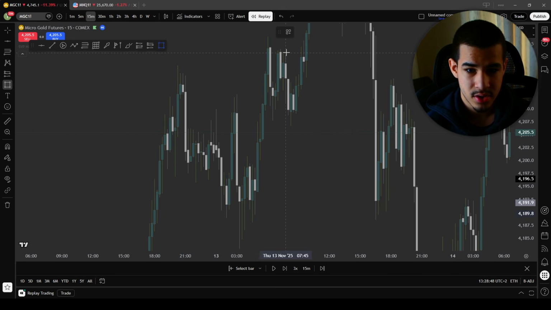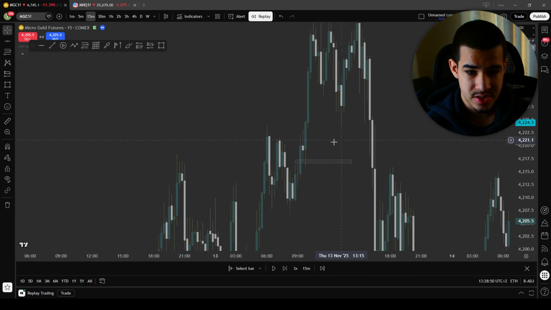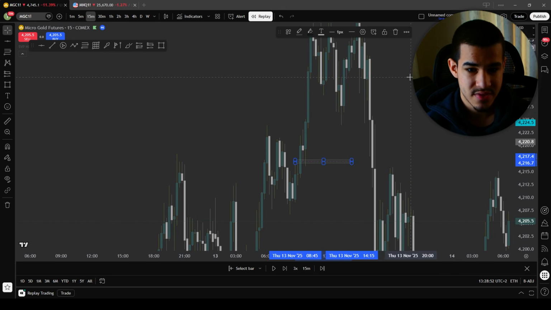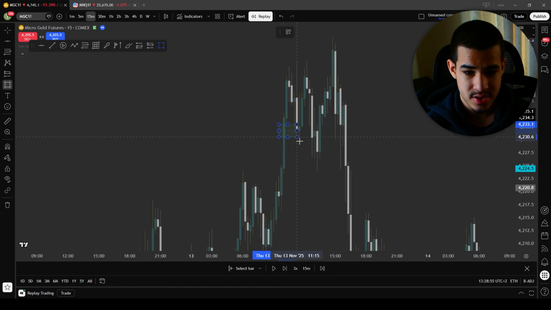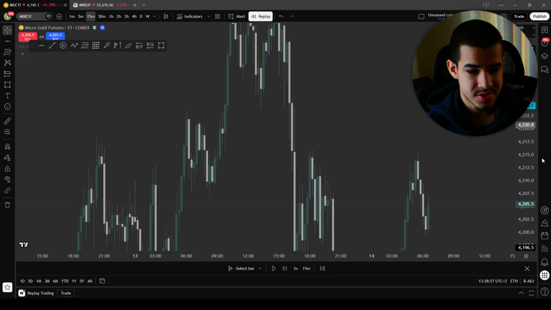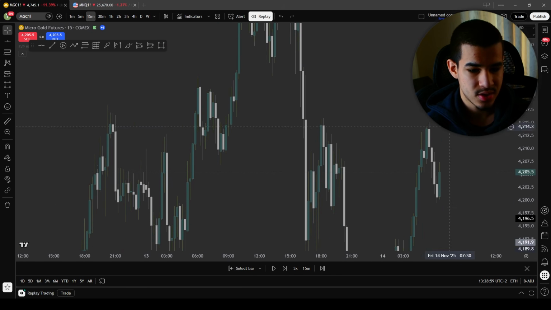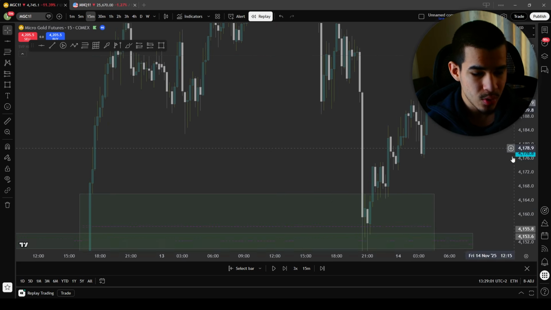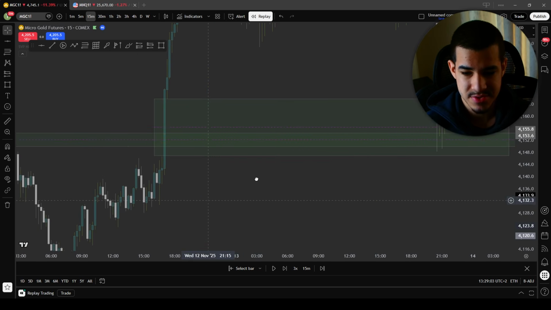This one here is already tapped. As you can see, price action has already tapped into this fair value gap. This one here is tapped as well. Well, you can already see which ones are tapped or not. So this was a little explanation of what is an untapped and what is a tapped fair value gap.